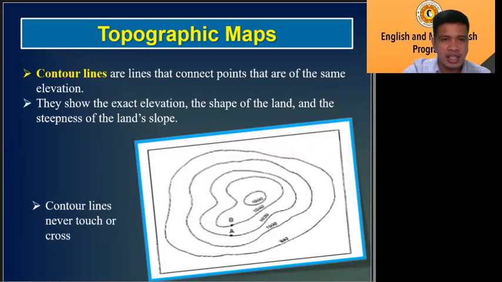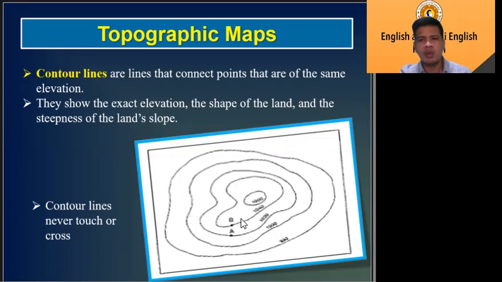Now, contour lines, these are lines that connect points that are of the same elevation, because a topographic map uses lines, right? So these are lines that connect points of the same elevation. Okay, so you have here irregular circle lines. So these are what we call contour lines. They show the exact elevation, the shape of the land, and the steepness of the land's slope.